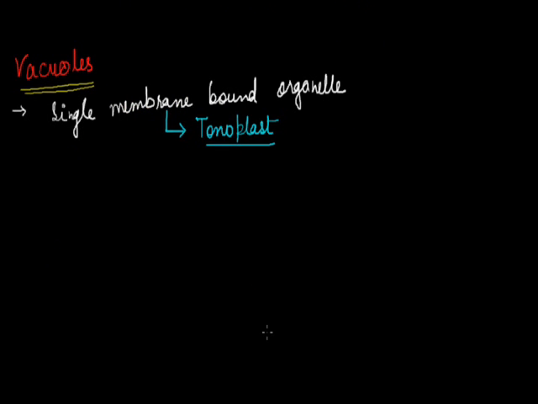If we talk about its occurrence, it is absent in the prokaryotic cells but present in the eukaryotic cells. And on the basis of vacuoles, we can differentiate between the plant and the animal cells, because in animal cells the vacuoles are smaller in size and numerous, whereas in the plant cells, they are few or just one, and they are quite large in size.